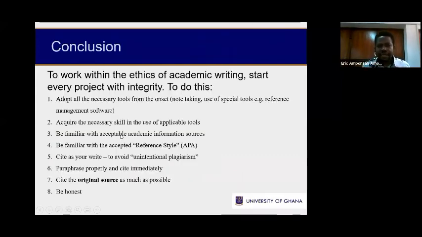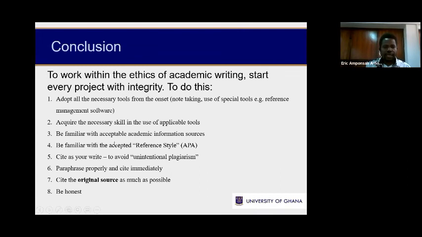Now we're saying to work within the ethics of academic writing, start every project work with integrity. To do this, we say adopt the necessary tools from the onset. I know you always have orientation here and there, but I would have wished that it was done early enough, so that those who need help start with it and pick up the skill. Then it doesn't become like you finish chapter one and you didn't use Mendeley, so now you are in chapter two and you are going to learn Mendeley. What happens to chapter one? It takes a lot of effort to rework that and come back on stream. So we say adopt all the necessary tools and acquire the necessary skills right from the onset.